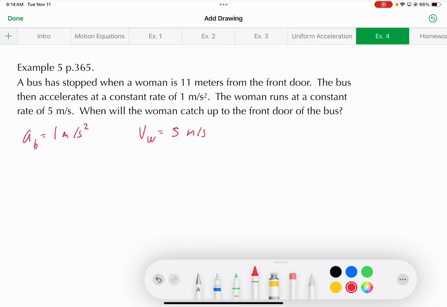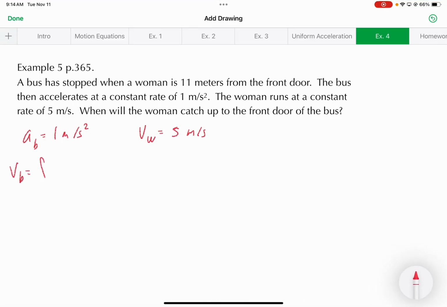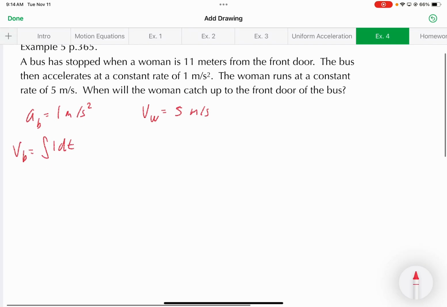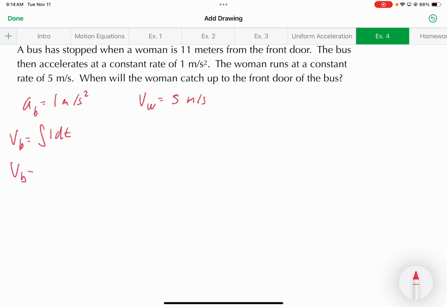The velocity of the bus is going to be equal to the antiderivative of my acceleration, which is just t plus c. So I have to figure out what my initial velocity is for the bus. It's 0 because the bus was stopped. At time 0 it's stopped, so that's my initial velocity. So what's my c value? Cool, so the velocity of the bus is just equal to t.